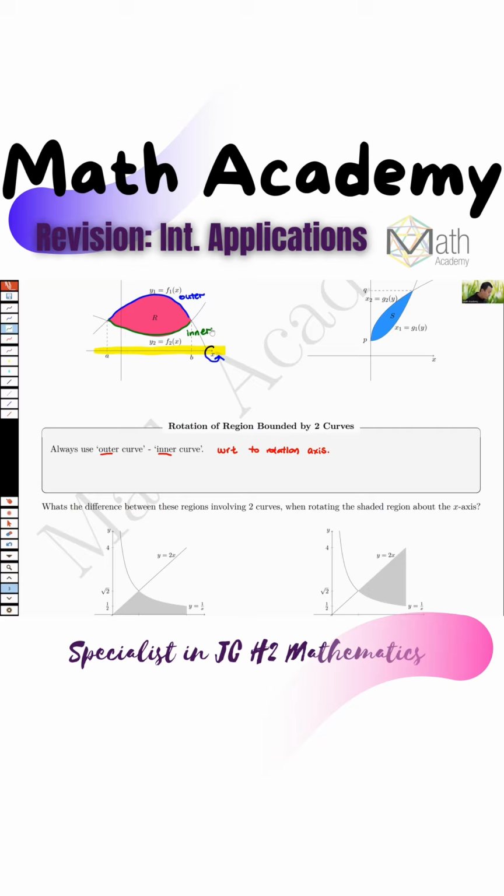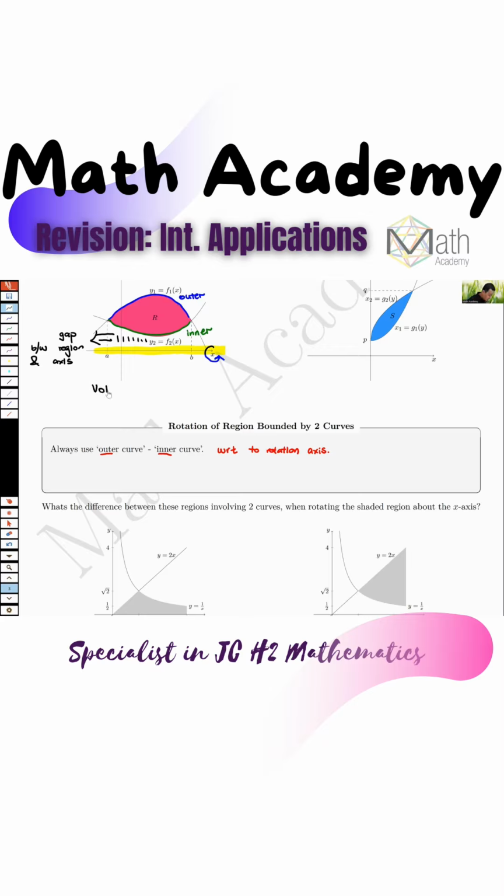And when should we identify the outer and inner curve? Because you see over here, this whole segment, I call this a gap. There is a gap between the region and your axis. If there is a gap appearing, then there must be an outer and inner curve concept, because your region is in between two graphs and there is a gap. So with a gap, always outer, inner.